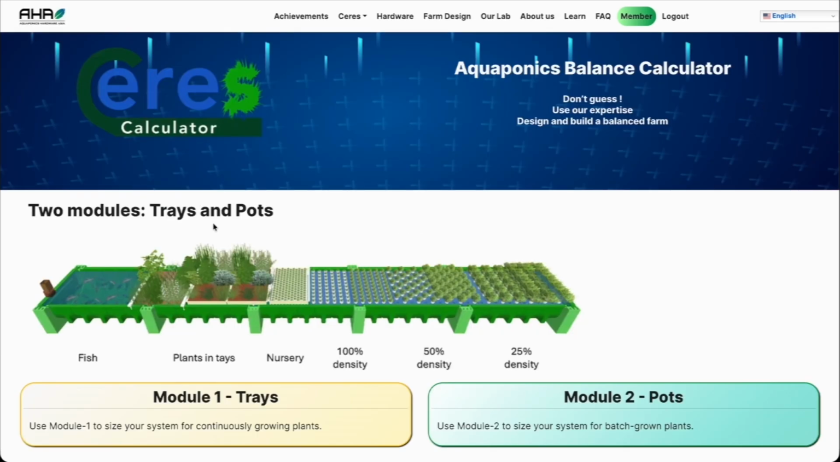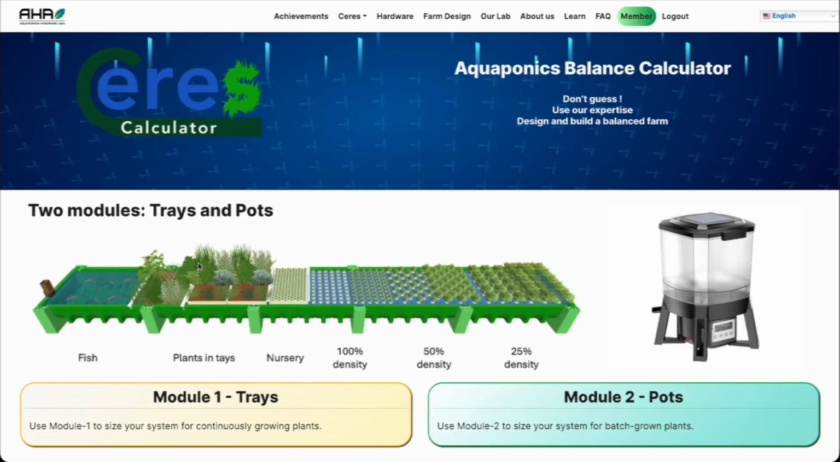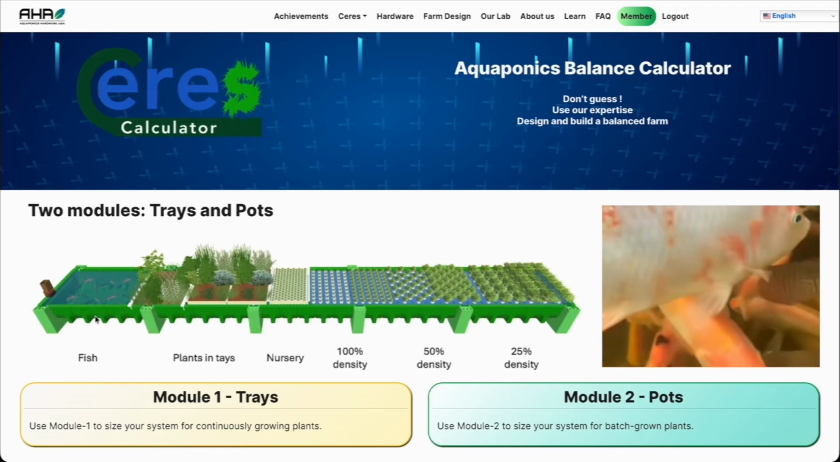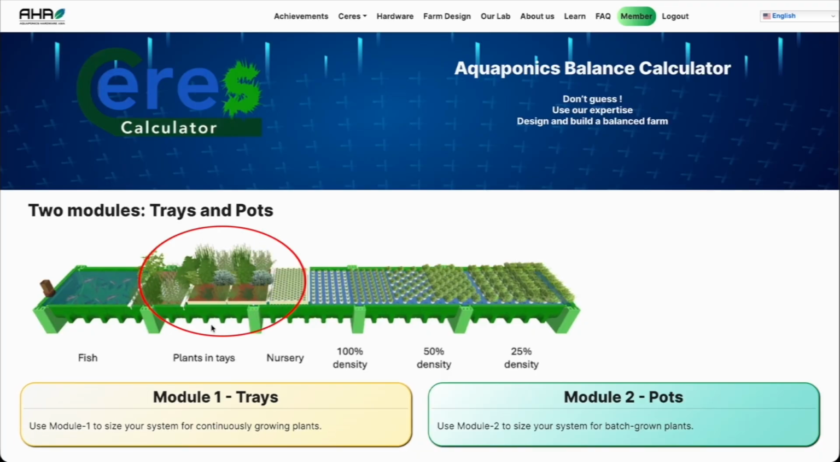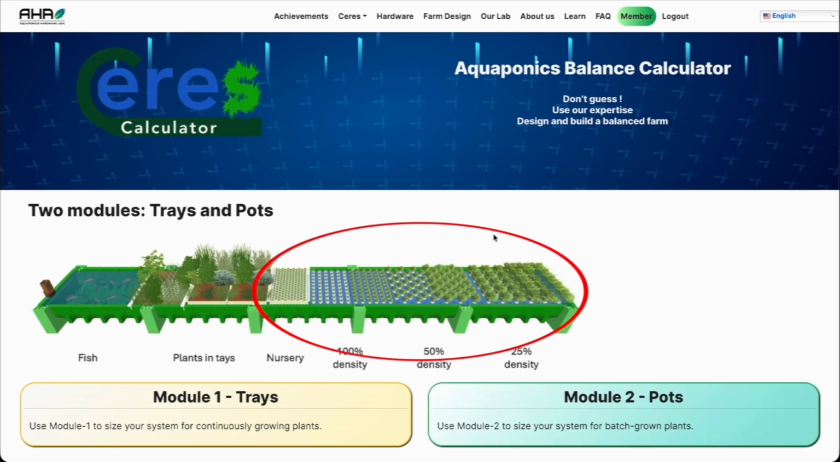Based on your production area, the Ceres Calculator provides you with the daily feeding requirement for fish, the number of fish required, and the volume of the fish tank required. You have two modules available. Module 1 is designed for plants that grow continuously in trays, such as cooking herbs. Module 2 is designed for plants grown in batches, such as lettuce.